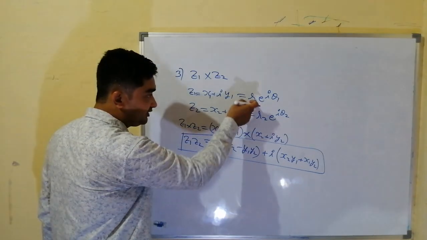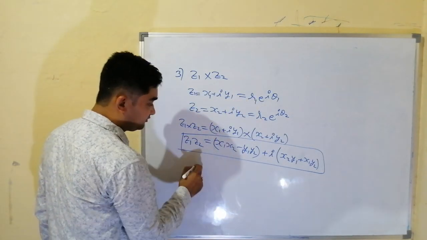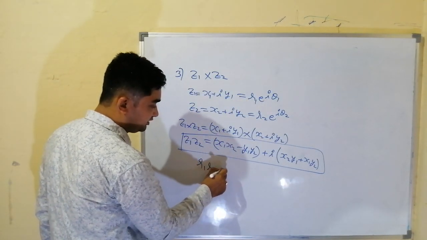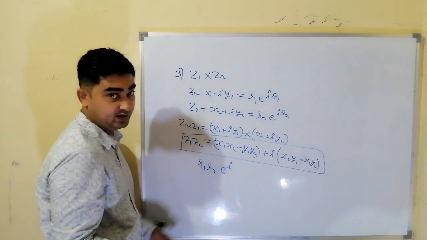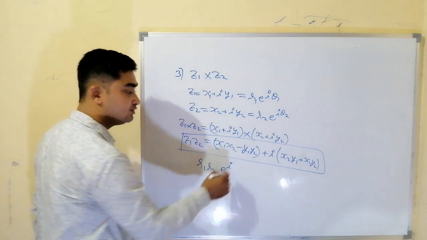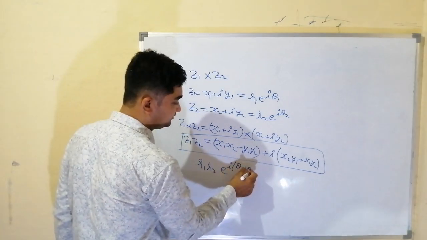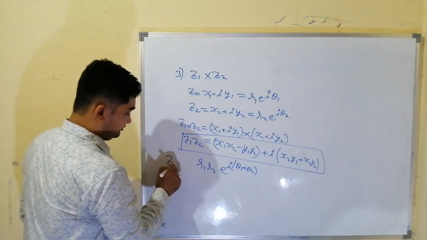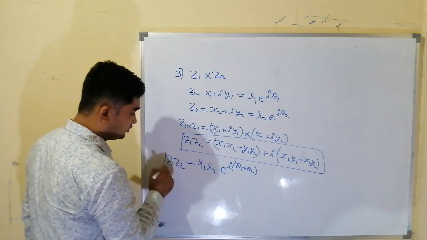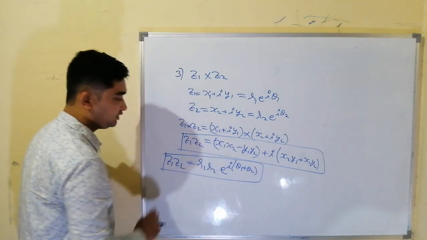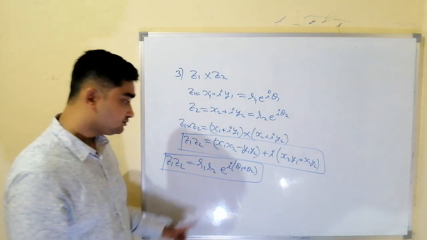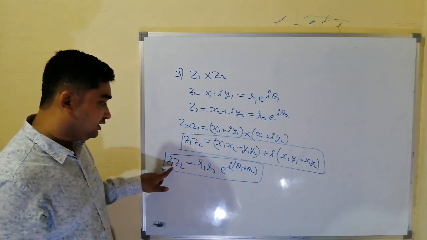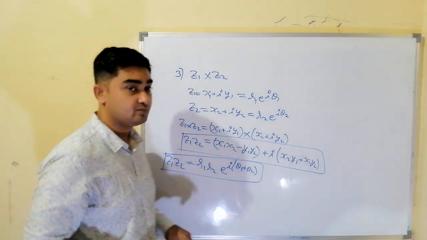Then now multiplying is very easy. Multiply R1 with R2, e power iota. Whenever the base is same, powers are added in multiplication. So Z1 into Z2 will become R1 into R2 into e power iota, theta 1 plus theta 2. It means what?